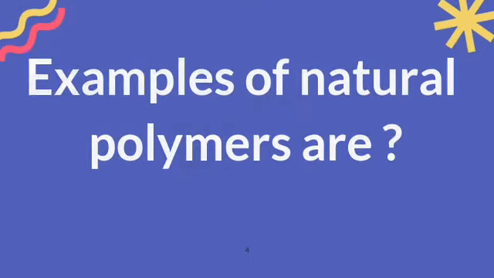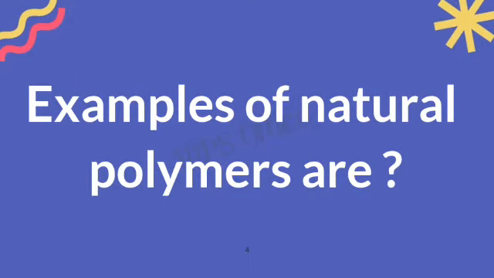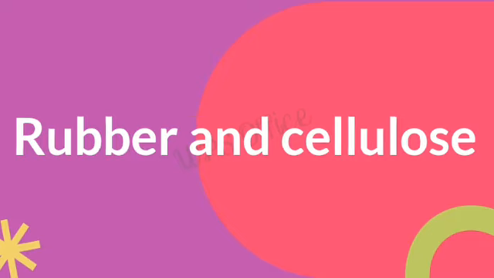Now, super kids, let's see a practical question which states: examples of natural polymers are? I want to see my smart kids. The answer is rubber and cellulose. Examples of natural polymers are rubber and cellulose. Yes, you got it right.